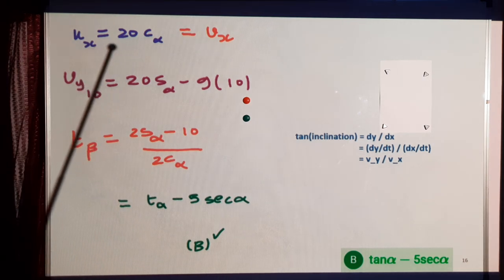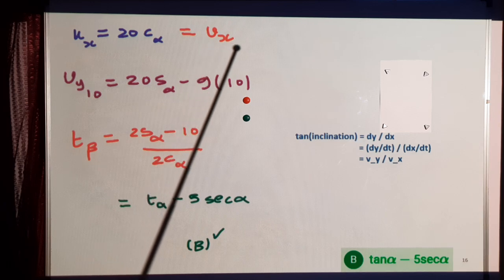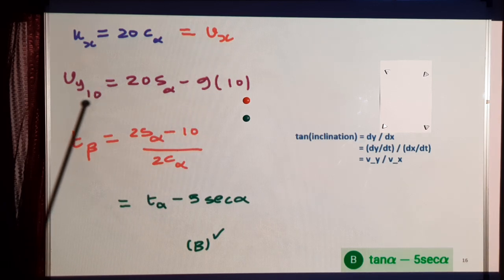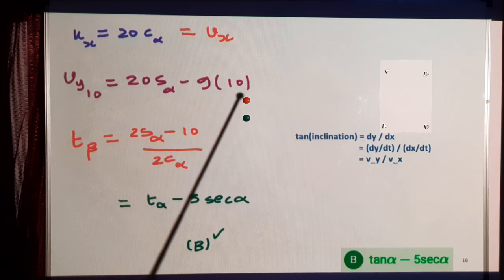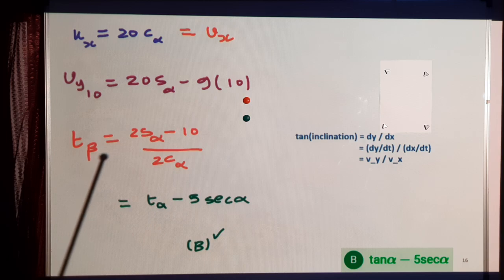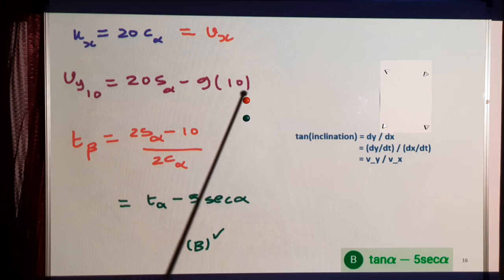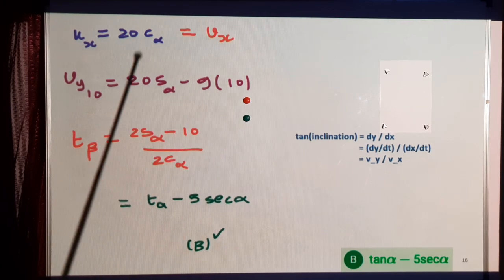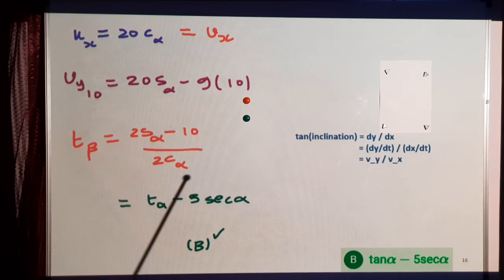So the horizontal component of velocity is 20 cos alpha, which is the same throughout. So it is the same at any time instant. But the vertical component of velocity will decrease from the initial value 20 sin alpha minus g into time. So at 10 seconds it will be g into 10. So tan beta is Vy by Vx at the time 10 seconds. So Vy at 10 seconds is 20 sin alpha minus 10g, divided by 20 cos alpha. So the 10 has cancelled, g is 10. So we get tan alpha minus 5 secant alpha.